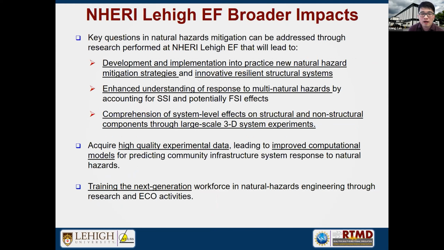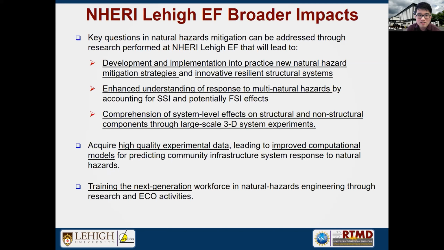For our broader impact, the key questions in natural hazard mitigation can be addressed through research performed in NHERI Lehigh facilities that will lead to development and implementation into practice of new natural hazard mitigation strategies and innovative resilient structural systems. So research you performed in our lab will transfer to practice. That's one of our ultimate goals.